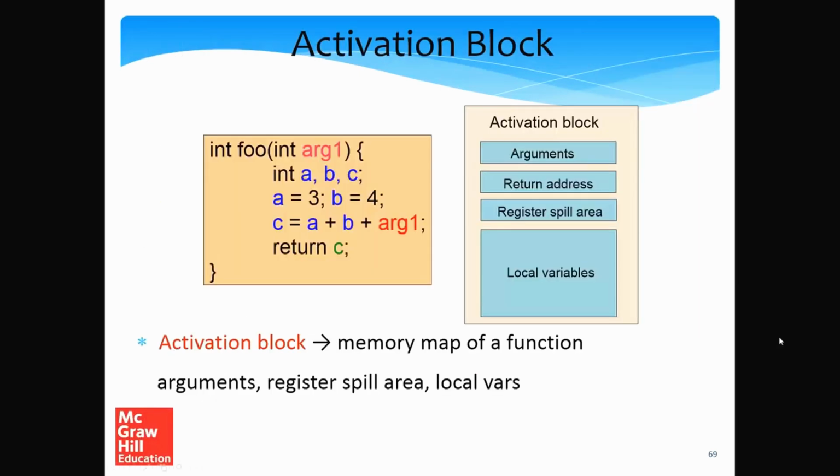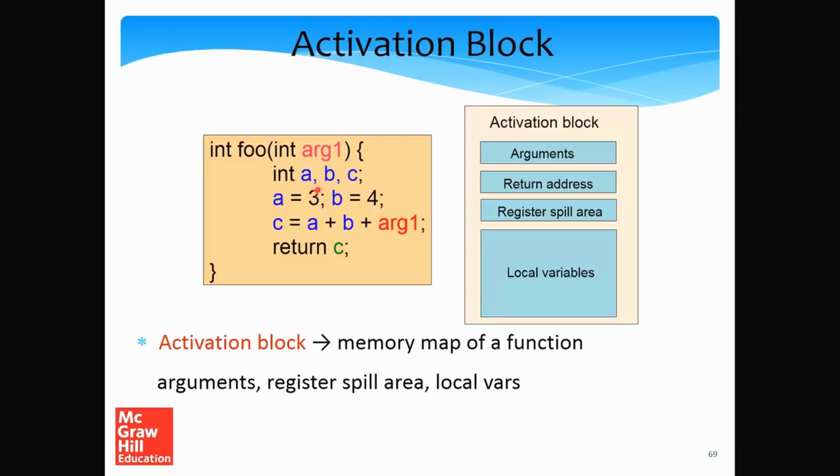So to make our life simple, let's define an activation block. An activation block is a region of memory that stores certain information about an executing function. So let's assume a function foo that takes a single argument arg1. It has three internal variables a, b and c. a is set to 3, b to 4. c is a plus b plus arg1, and then we return c.